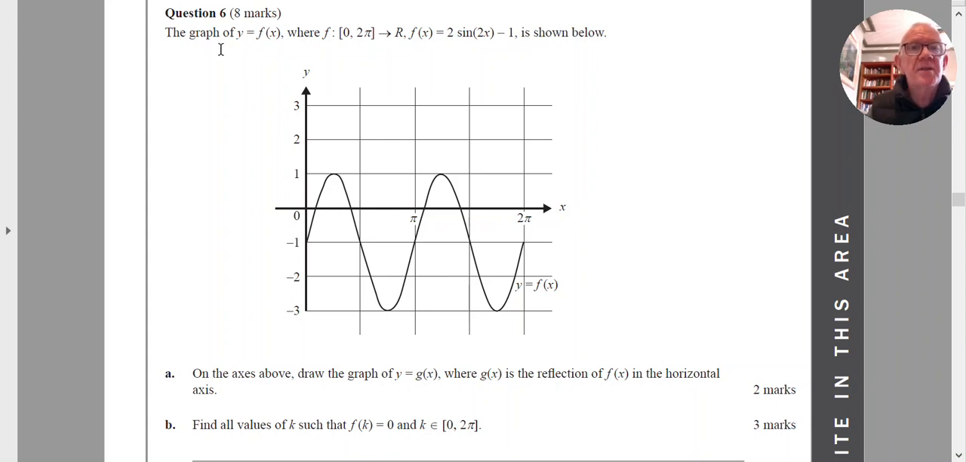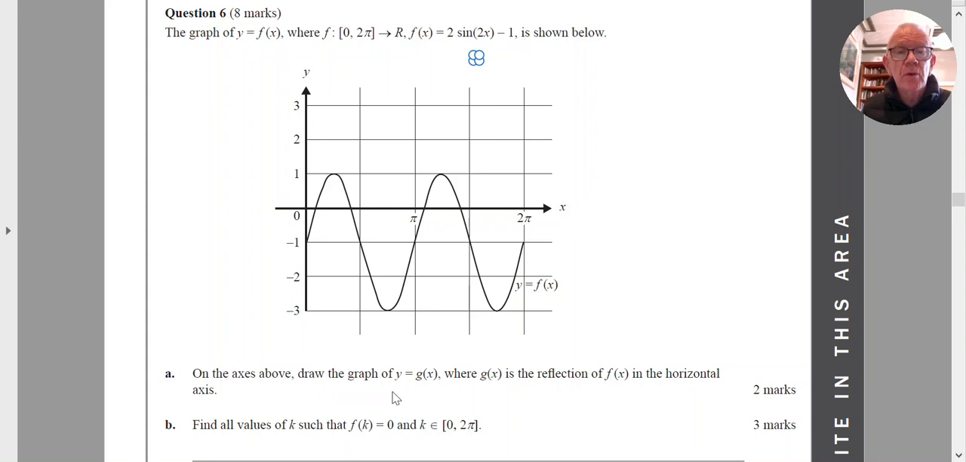Okay, so this is question number 6. It's worth 8 marks, so there's a fair bit going on here. We have this sine function, and it's been drawn for me. I've got a restricted domain, 0 to 2 pi, and because there's a 2 there, I've got 2 complete cycles.